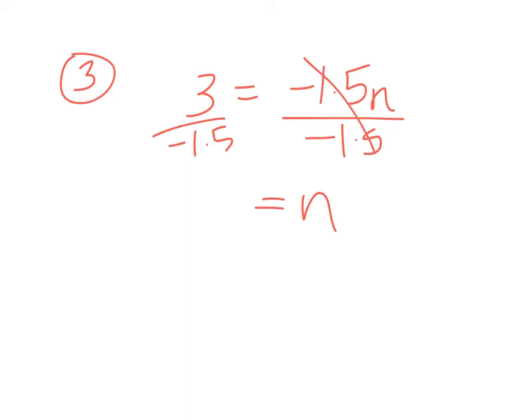So what's 3 divided by negative 1.5? 5. No. How many times can 1.5 go into 3? 2. 2 times. Now it's a negative 2 because we have a positive divided by a negative.